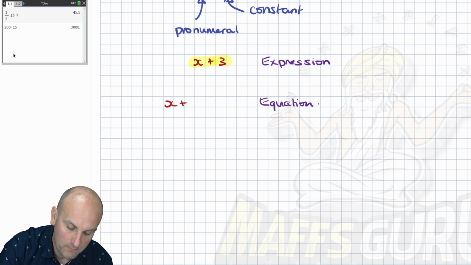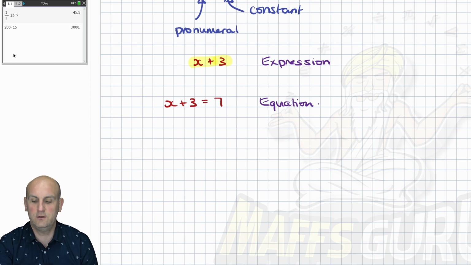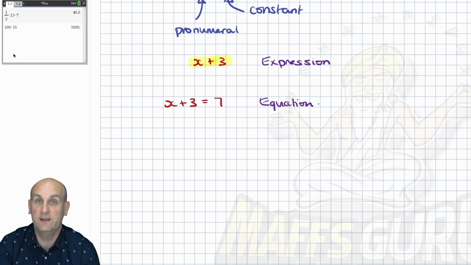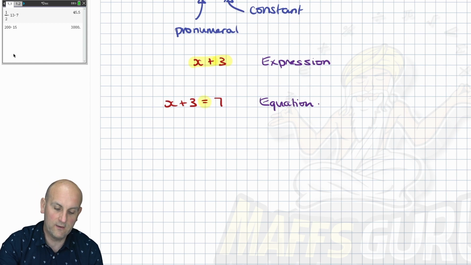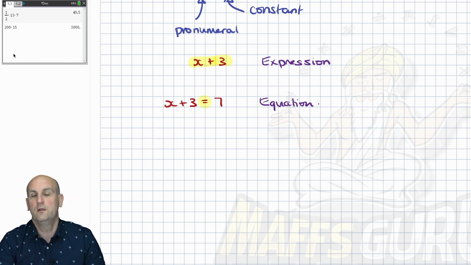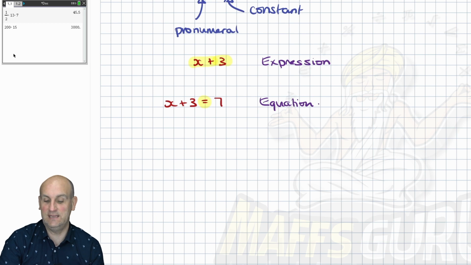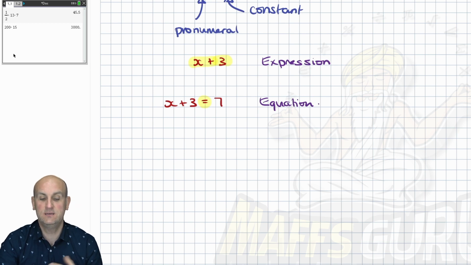So x plus 3 equals 7 is an equation. And you're going to turn around and say, well, hold on a moment, it's still got x plus 3 in it. I went, yes, it does. But it also now has an equal sign. So an equation has an equal sign in it. An expression does not.